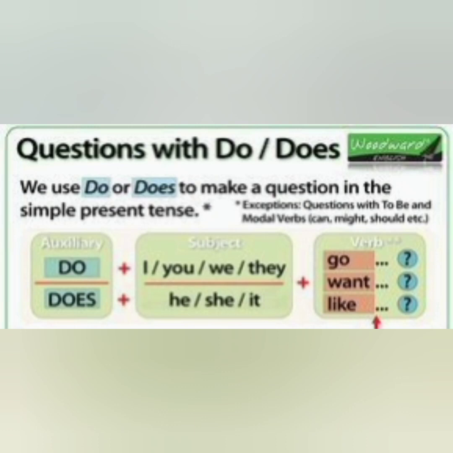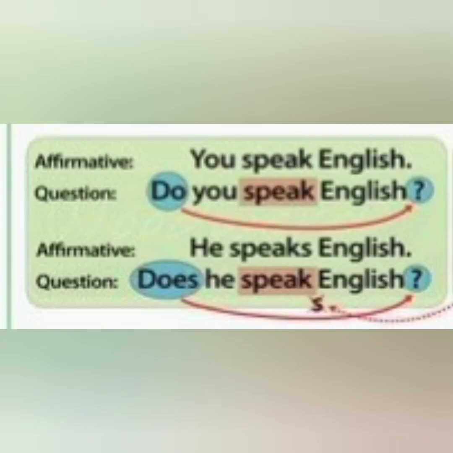Now second is questions with do and does. We use do or does to make a question in the simple present tense. For example, the simple sentence is you speak English. Okay? For asking a question, we will write do you speak English? Now the second one is he speaks English. For making a question for this sentence, we write does he speak English?